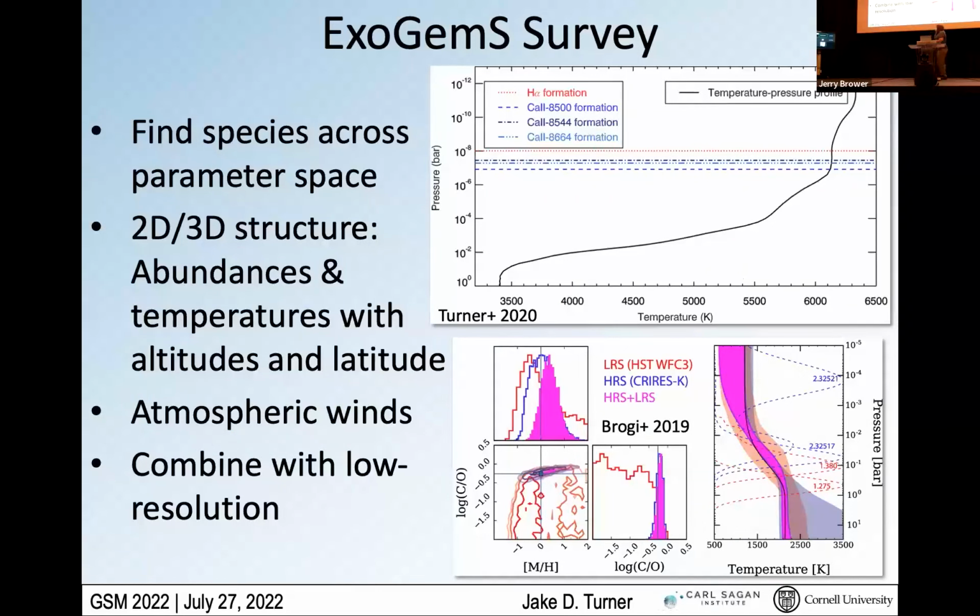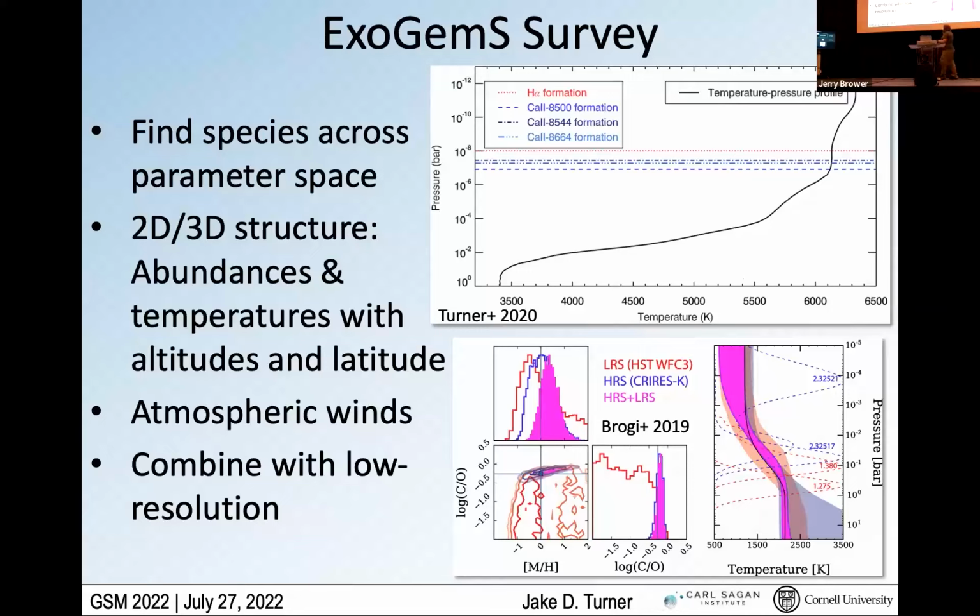So we're trying to find these species across a wide parameter space of planetary parameters to see if there's any trends that we can notice. As well as we're trying to look for 2D and 3D structure in our atmosphere as much as possible. So we can look for abundances and temperatures with altitude and latitude. Specifically, we can observe multiple lines. We can see where those form.